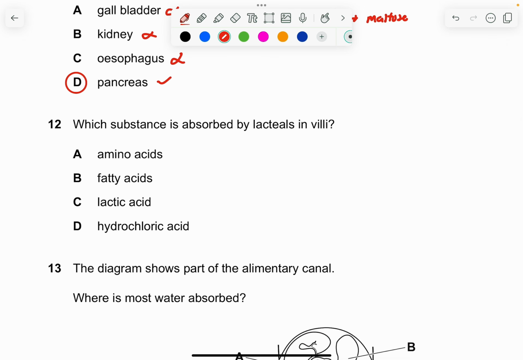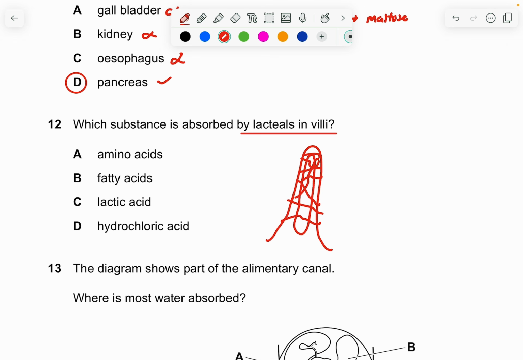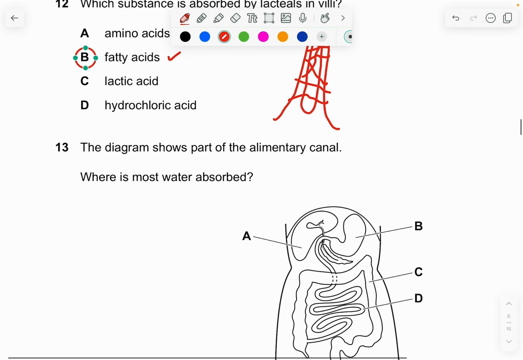Question 12. Which substance is absorbed by lacteal in the villi? So you know that villi is shaped like this, and then it has kind of like a stick in the middle, and then a bunch of veins, capillaries. Okay, so in the middle, that thing is called a lacteal. Lacteal is mainly for fatty acid transportation, so the answer is only B.